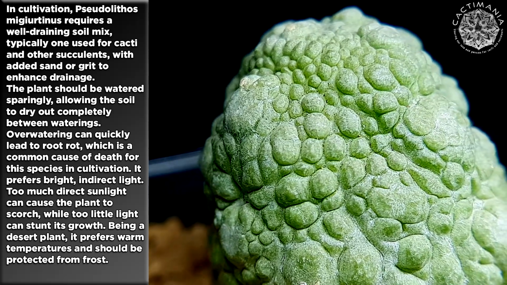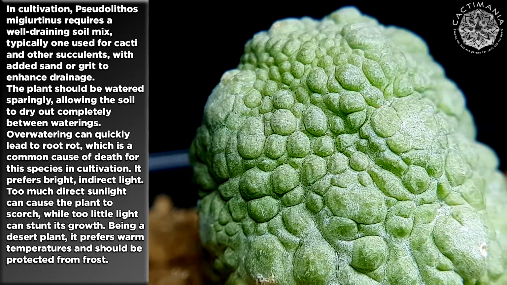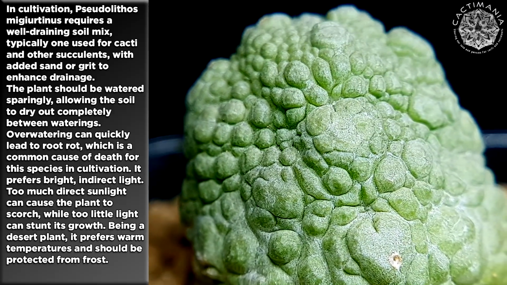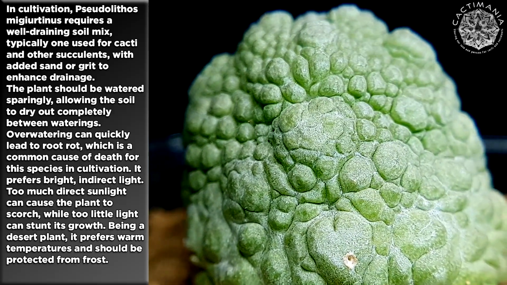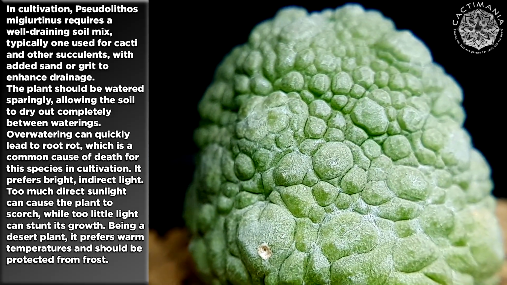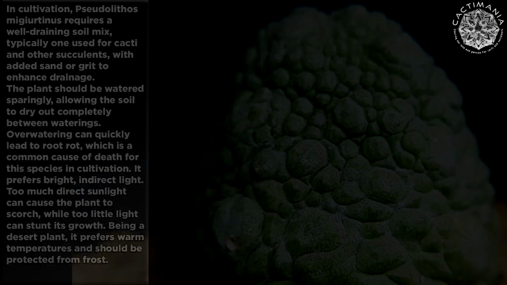It prefers bright, indirect light. Too much direct sunlight can cause the plant to scorch, while too little light can stunt its growth. Being a desert plant, it prefers warm temperatures and should be protected from frost.